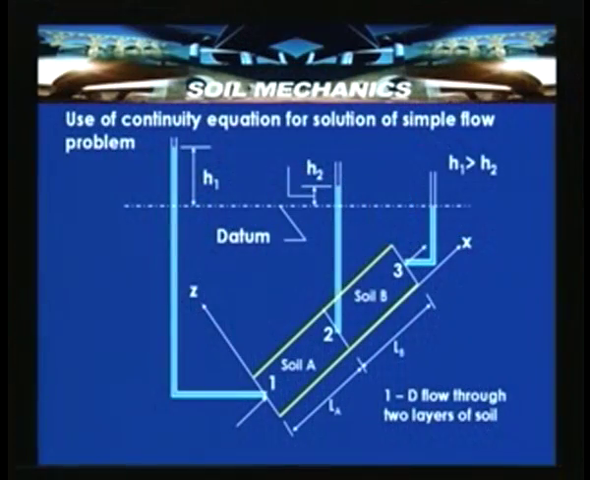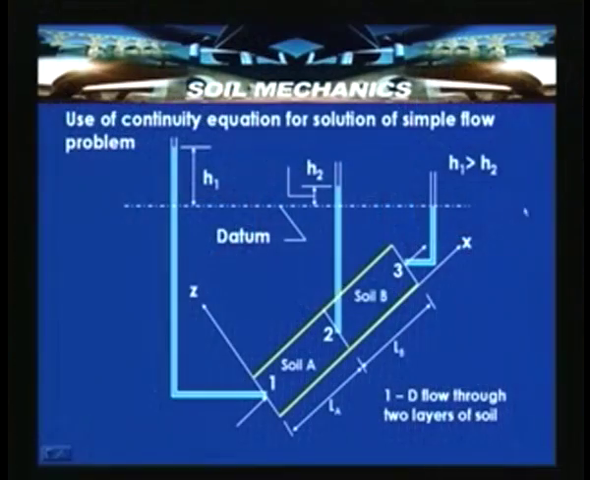Now, having derived these potential functions and stream functions, let us apply the continuity equation for the solution of simple flow problems. Let us assume that we have a container with total length L equal to LA plus LB, and two soils are filled in this container. Soil A has a length LA. Between points 1 and 2 soil A is there, and from 2 to 3 soil B is there. Let us assume a frictionless medium, and the flow takes place in one direction, the x direction, with the z direction defined here.